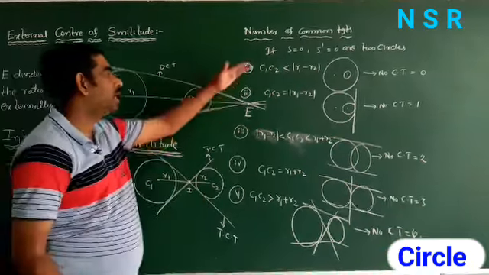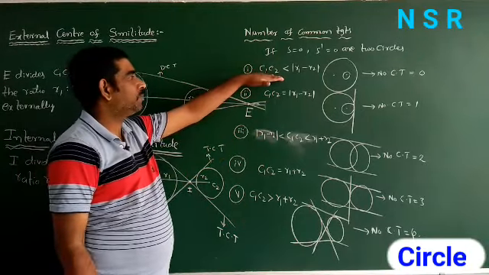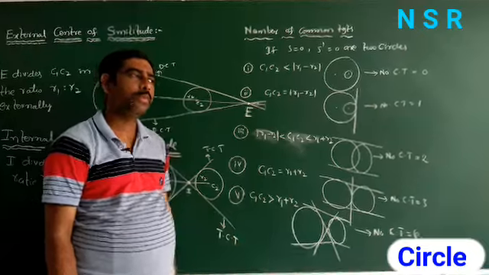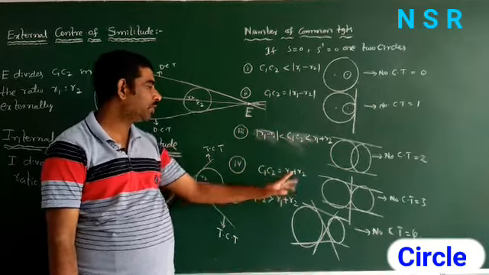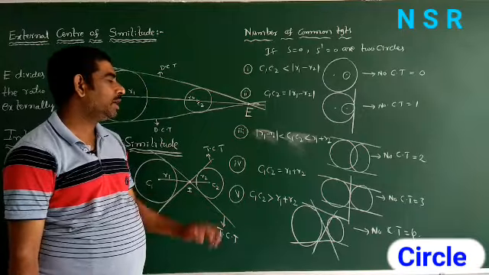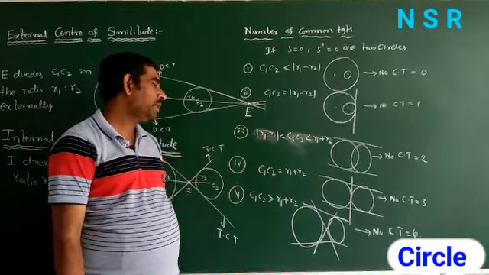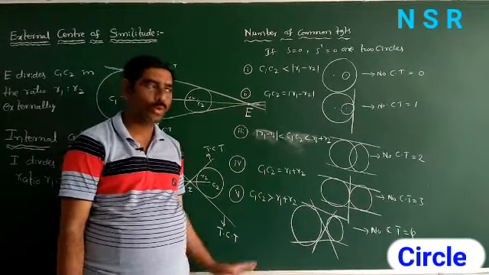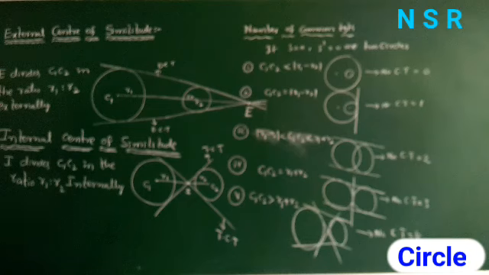So if you know the conditions, you can easily write the number of common tangents. In the first condition, the number of common tangents is 0. In the second condition, 1. Third condition, 2. In the fourth condition, the number of common tangents is 3. In the fifth condition, the number of common tangents is equal to 4. So these are the common tangents, and these are the definitions of the external center of similitude and internal center of similitude.